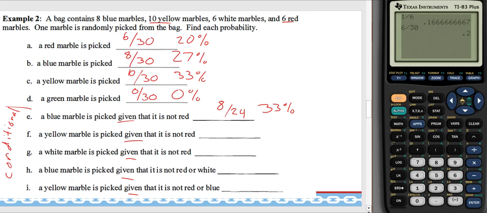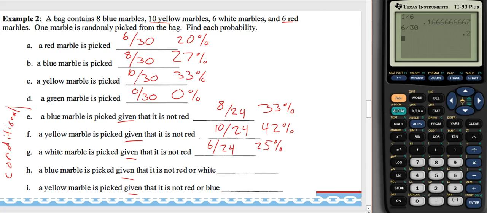So F is the same concept. There's no reds. So 30 minus the 6 reds, 24 marbles in the bag. And they want to know the probability of picking one of the 10 yellows. So that would be 42% chance. 10 out of 24 be 42% chance. And then G, picking a white marble, 6 white marbles, given it is not red, so the 6 reds are removed. So that would be a 25% chance, 1 out of 4 chance.